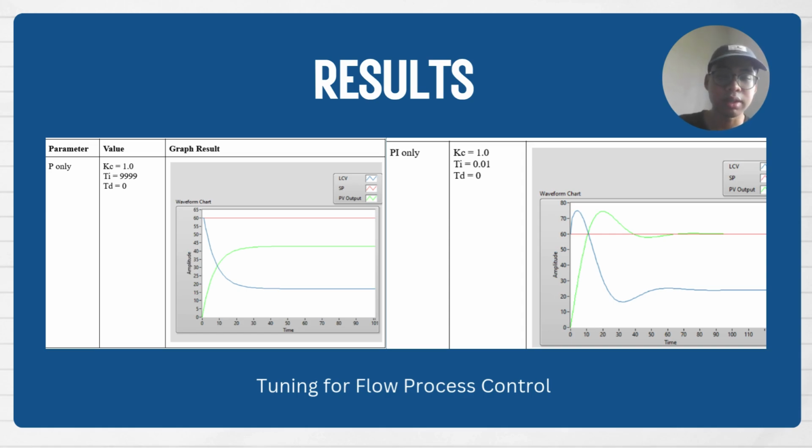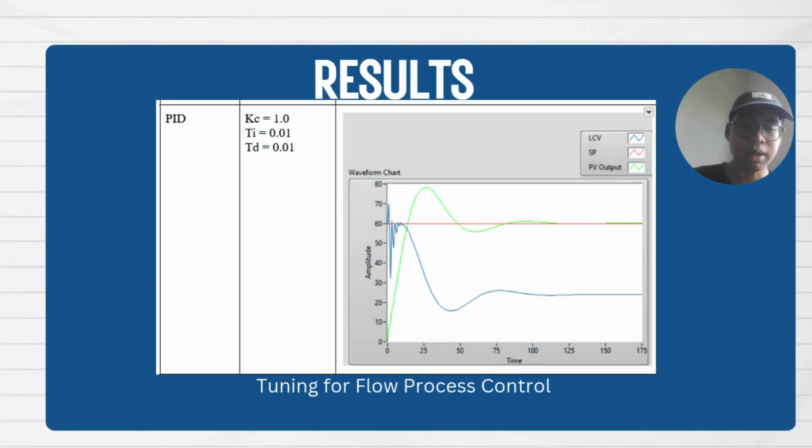Meanwhile, on the right, it is the PID controller. The integral removes the steady state error by continuously correcting small errors over time. But this also introduces overshoot, and also the settling time is much slower compared to P only.